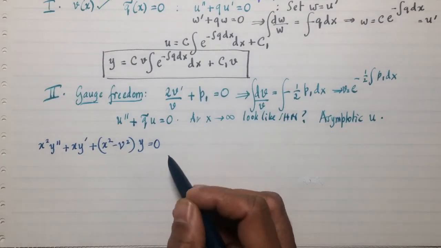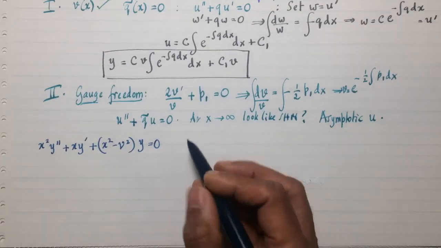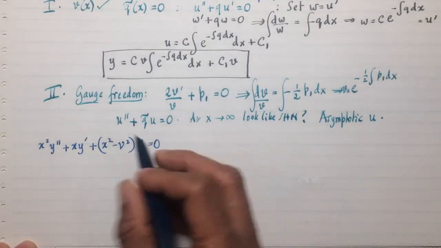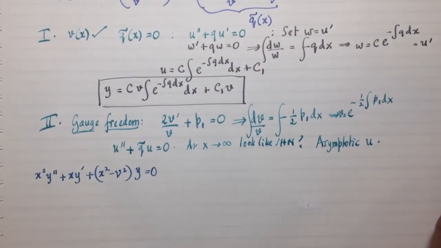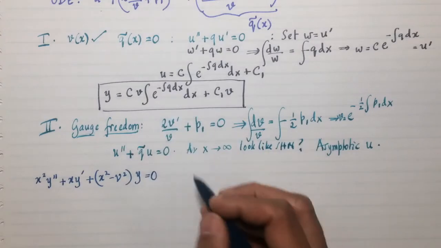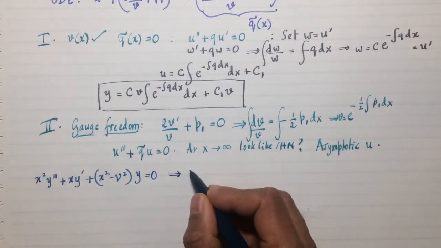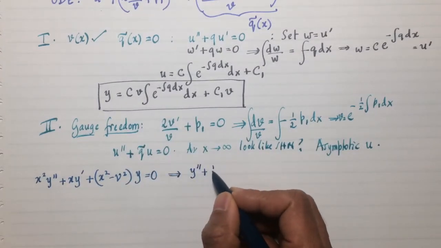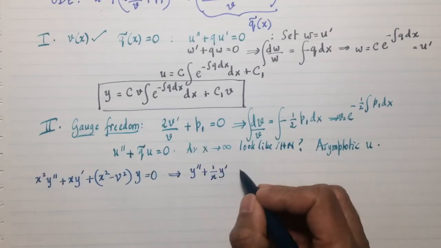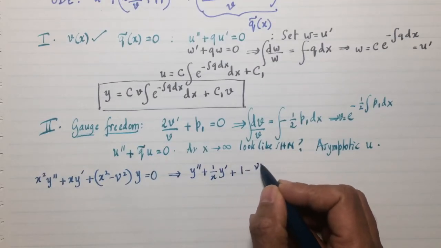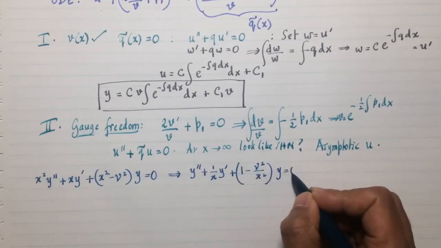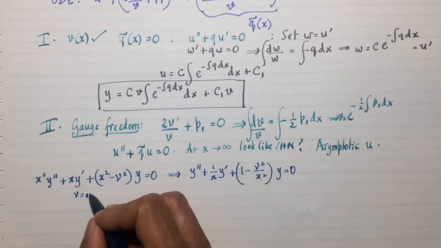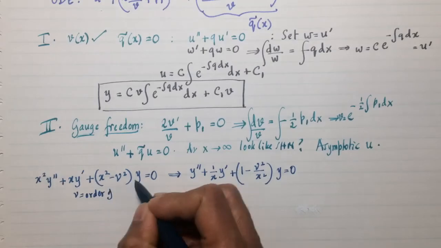It's example 9. But roughly speaking, what we're going to do is follow the Bernoulli method. So I'll divide both sides by x squared first. So I'm going to get y double prime plus 1 over x y prime plus (1 minus nu squared over x squared) y equal to 0. Nu, by the way, is called the order of the Bessel equation.